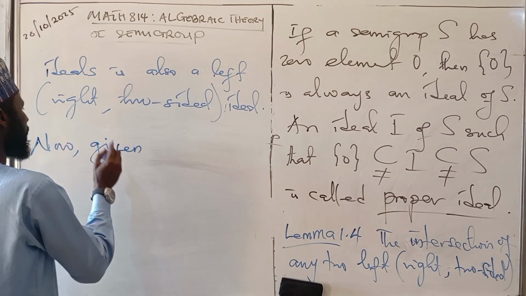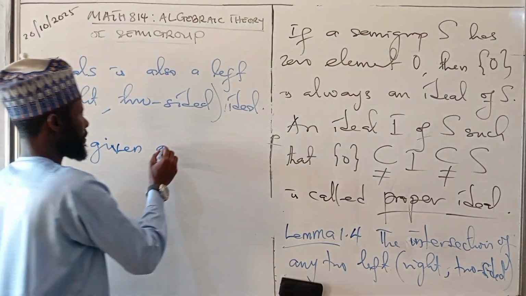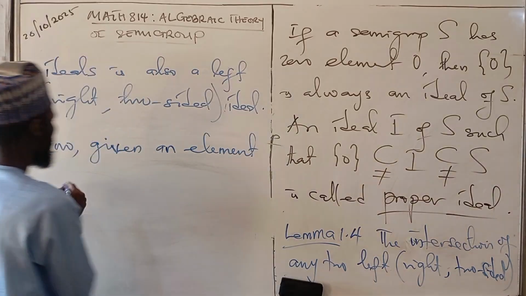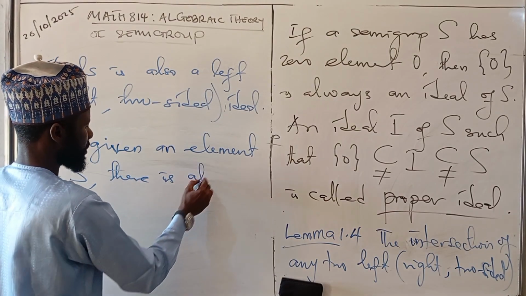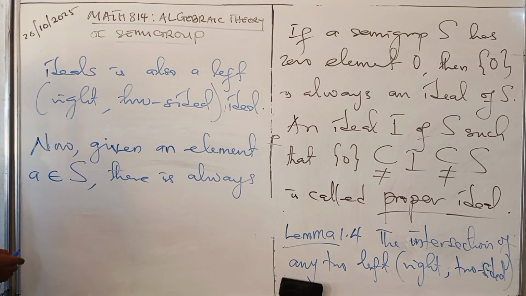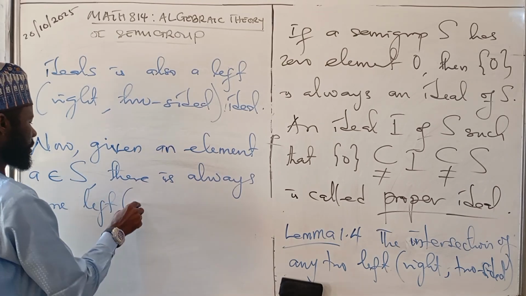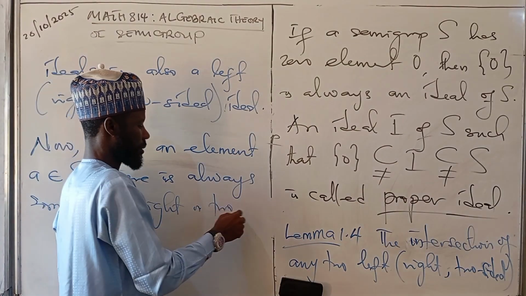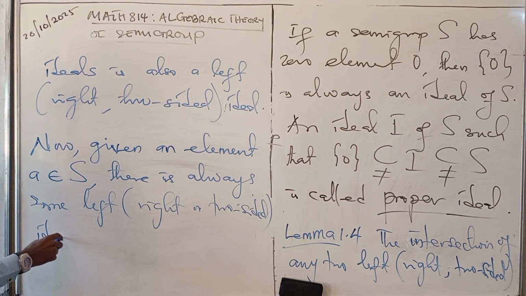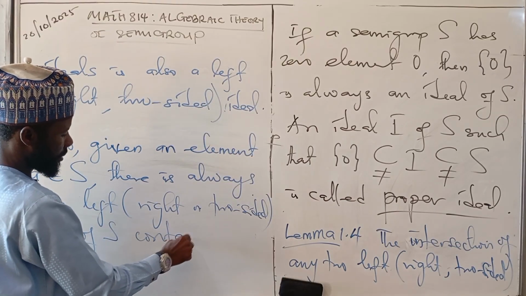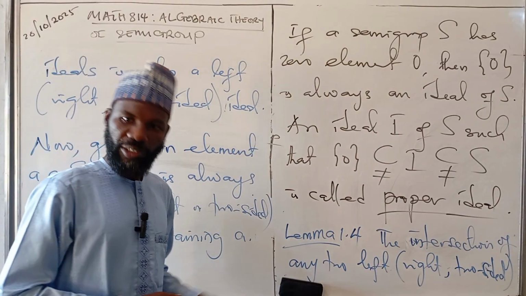So, given a set of elements or an element A in the semigroup S, there is always some ideal of S, left, right, or two-sided ideal of S, containing A. This is always true. If all possibilities fail, take S.